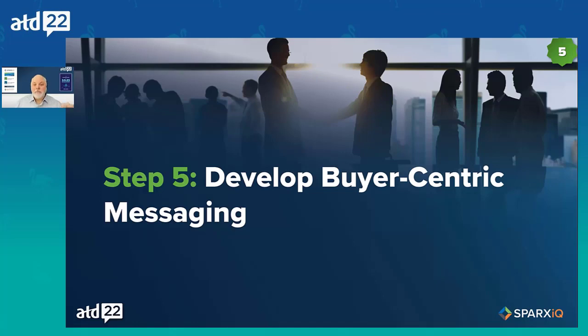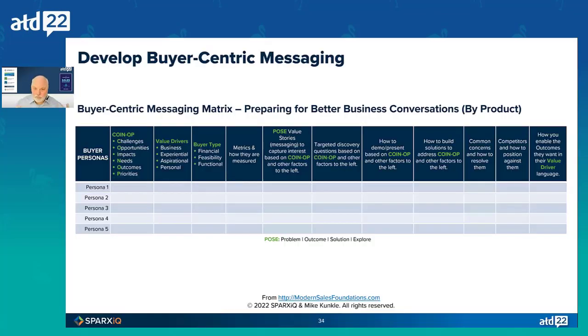Step 5, develop buyer-centric messaging. This is another chart that I think you'll want to come back to. If you look, it has buyer personas on the left, and in this case just 5 of them. You may need fewer or more rows. Then it starts to ask questions like, what's their CoinUp? What are the challenges, opportunities, impacts, needs, outcomes, and priorities generally for each of those personas?